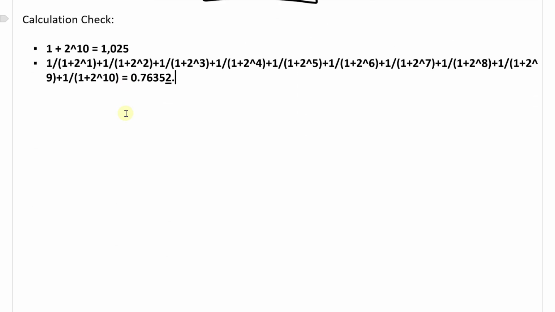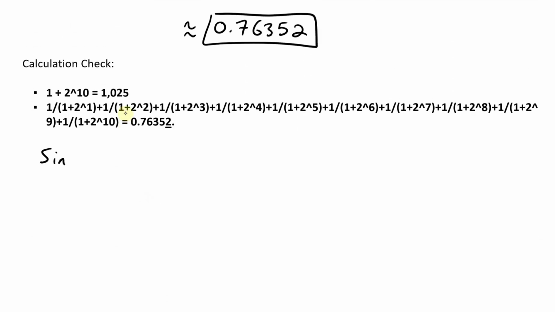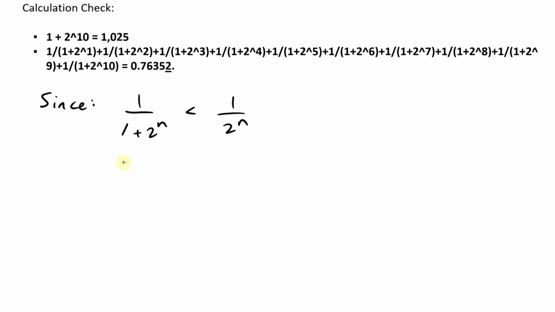Since we have 1 over 1 plus 2 to the n, this is going to be less than 1 over 2 to the n. Remember, this is just a geometric series. Remember what I said before? Anytime you have a number to the power of n, and as you add the terms up, all you're doing is adding another power to this. You're just going to get a geometric series like that.